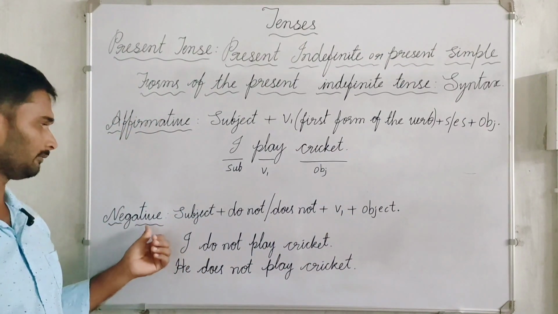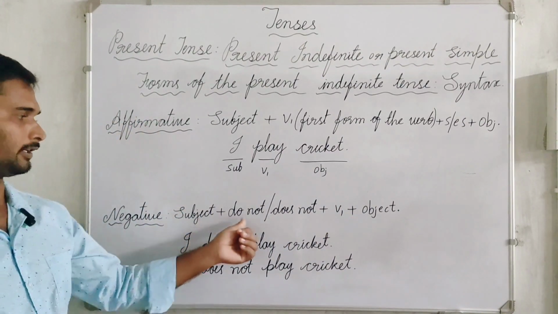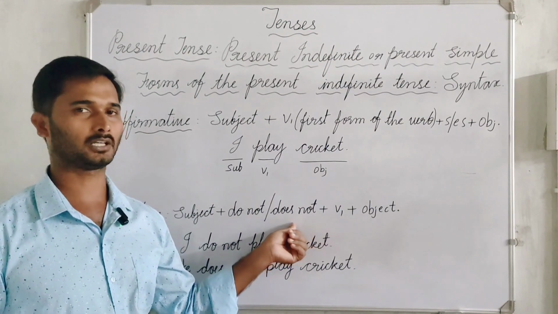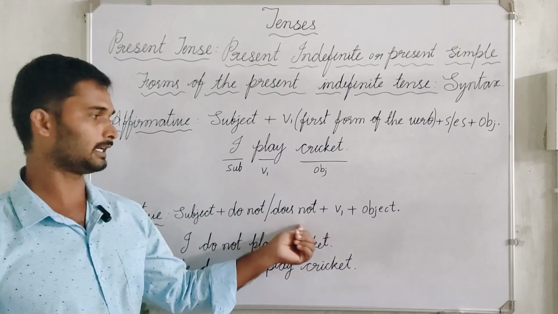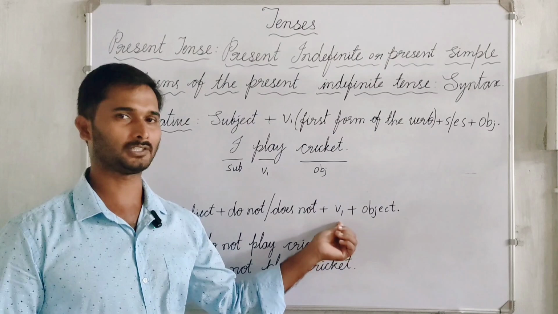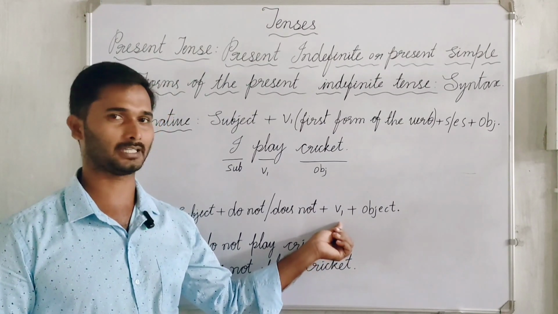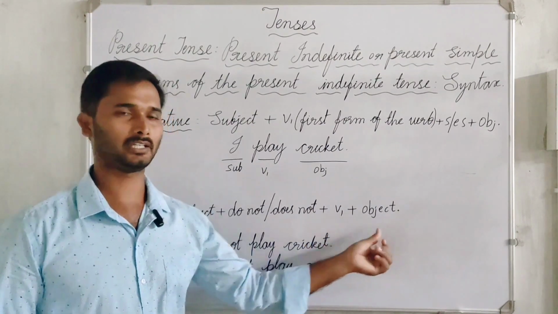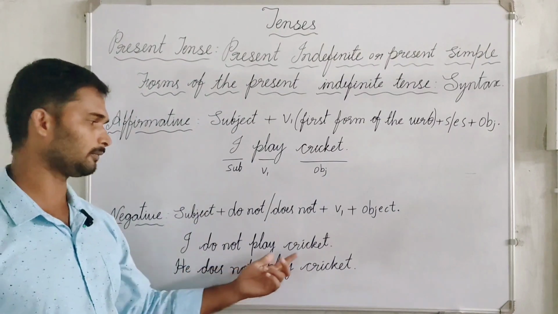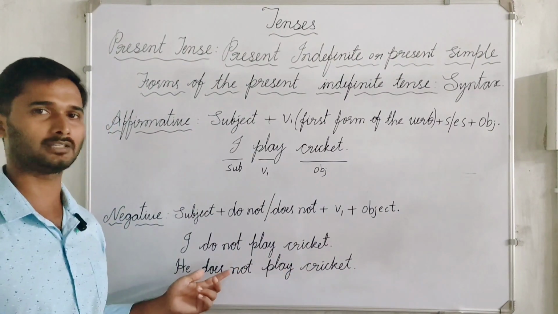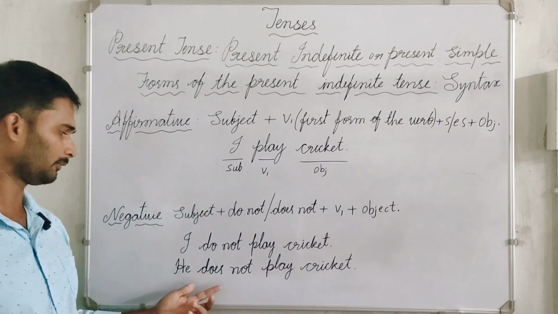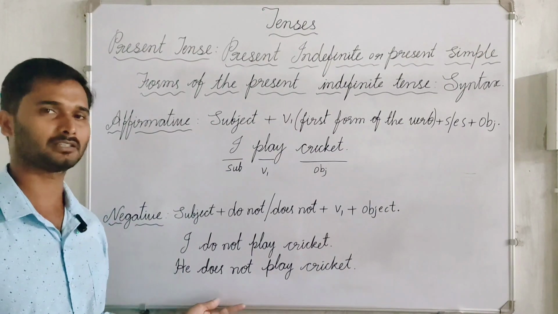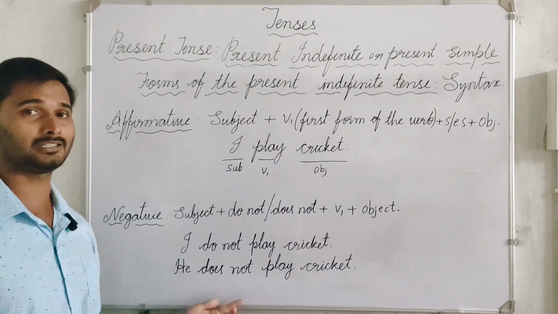Let's see the negative form. Negative form, subject plus do not or does not. The contracted form, don't or doesn't, plus V1, the first form of the verb, along with S or ES for the singulars, plus object. Here are a few examples. I do not play cricket. The short form is I don't play cricket. One more example. He does not play cricket. The short form is he doesn't play cricket.